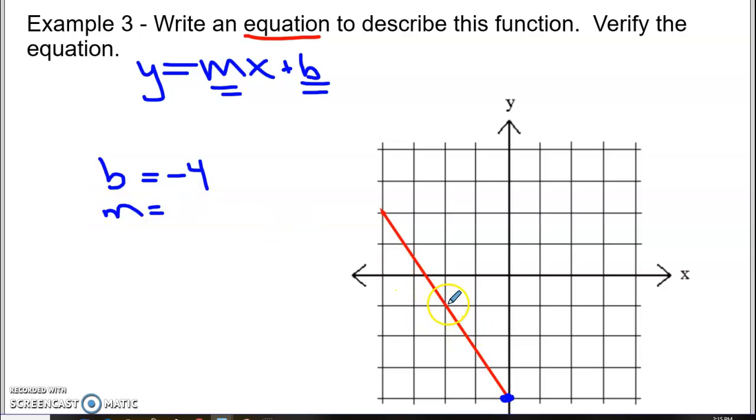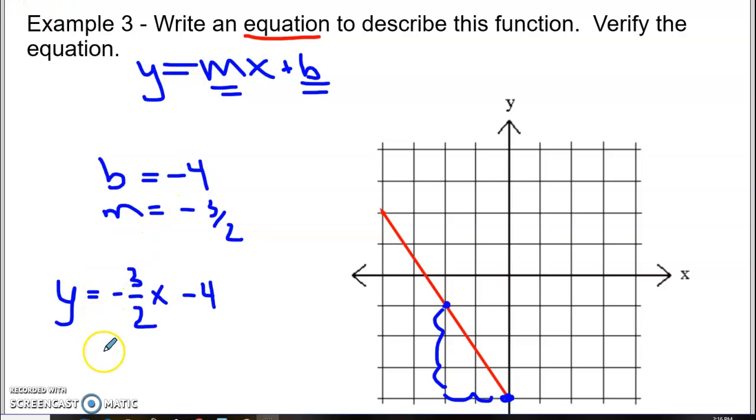So I'm going to put a -4 in for b, and then my slope, when I count my rise over run, I'm just going to take another nice point here. I see that I go down 1, 2, 3, and over 1, 2. So that means my slope is -3 over 2. So when we put it into slope-intercept form, it would look like this. Y equals -3 over 2x subtract 4.